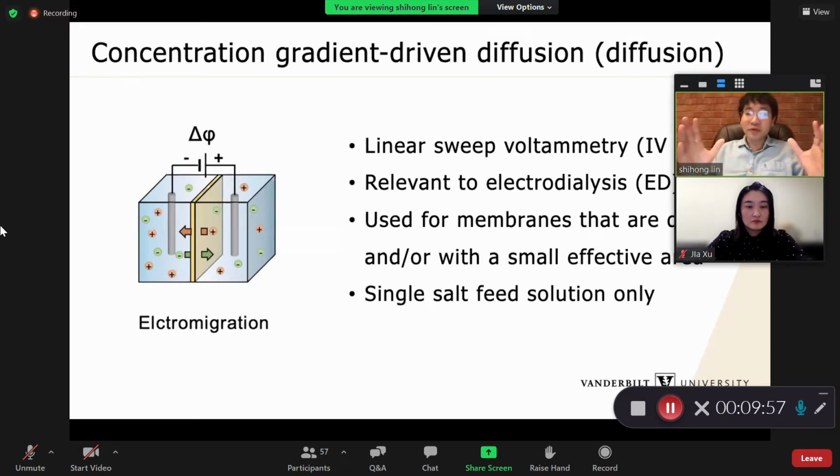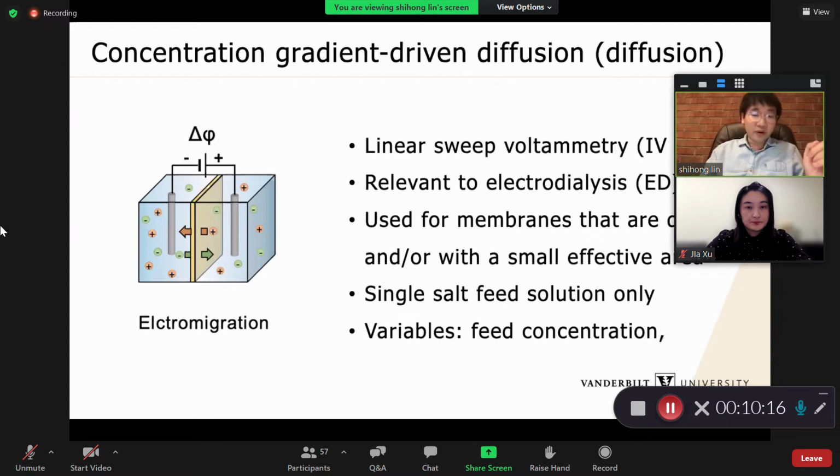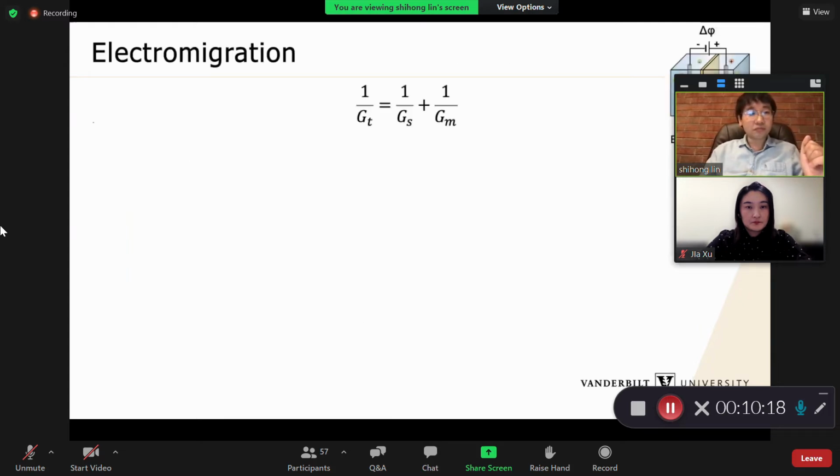But with this method, you can only measure single salt feed solution. You can't do mixed salt because all you measure is just the electric current. You can't distinguish the contribution between, for example, two different cations or two different anions. So it's only single salt measurement. The variable, again, is the feed concentration.